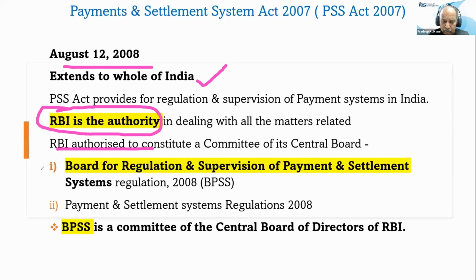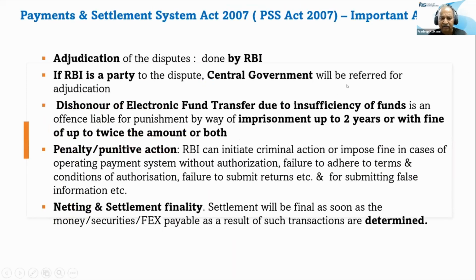And RBI does it in two ways. One is there is a board. Second, there is a regulation. The Board for Regulation and Supervision of Payment and Settlement Systems, and there are Payment and Settlement System regulations framed. This BPSS is nothing but a committee of the Central Board of Directors of RBI. And RBI is the adjudicating authority for any disputes between any two parties participating in the payment and settlement system. If the RBI itself is a party, then the central government is the adjudicating authority.